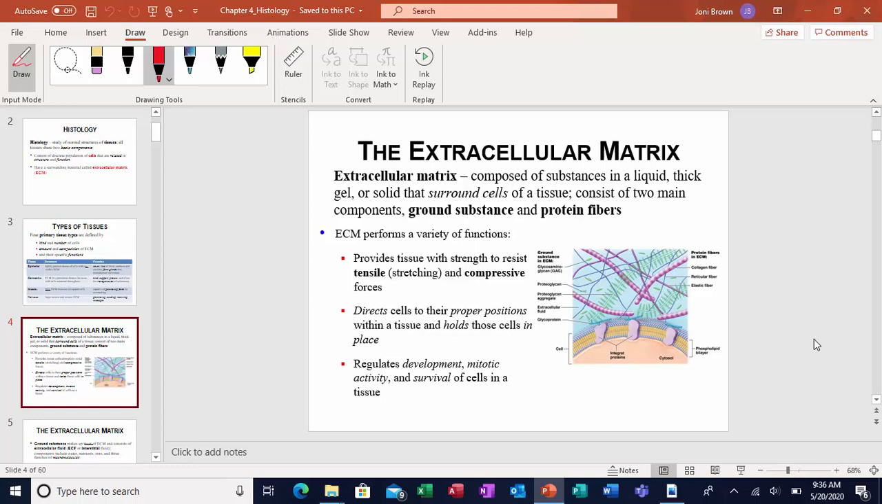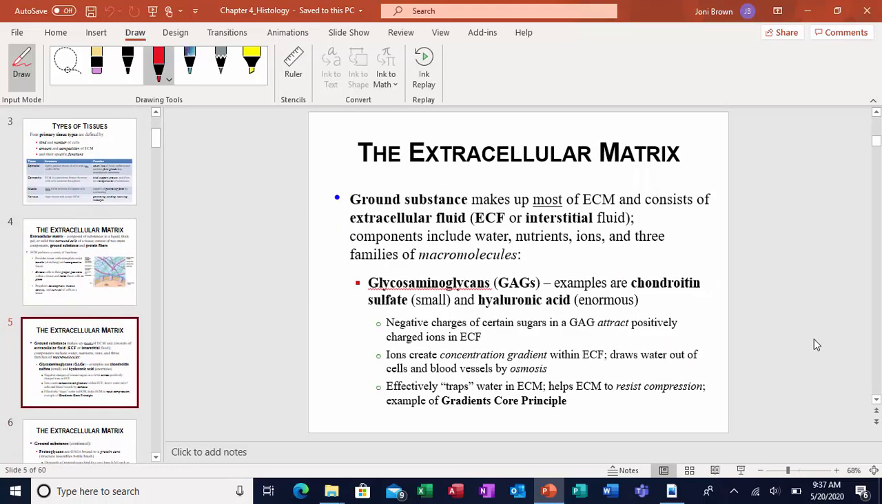It also helps the cells stay where they need to be in the tissue, and it regulates the development of the cells and their mitotic activity and their survival. So we need the extracellular matrix. And some tissues have a lot of extracellular matrix, and some tissues don't have much at all. Now, we said it was made of 2 things: ground substance and fibers. The ground substance is most of the extracellular matrix, and it's made of extracellular fluid or interstitial fluid. And that fluid's going to have water and nutrients and ions in it.